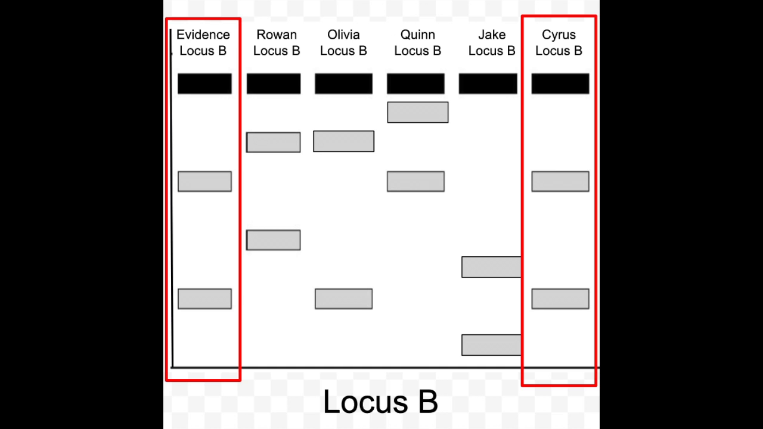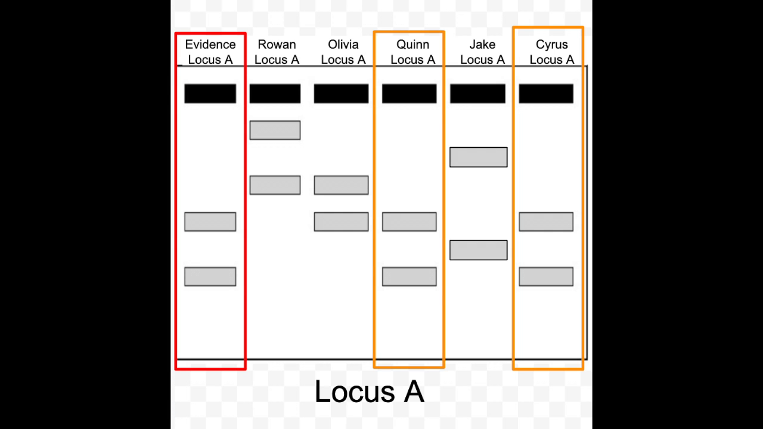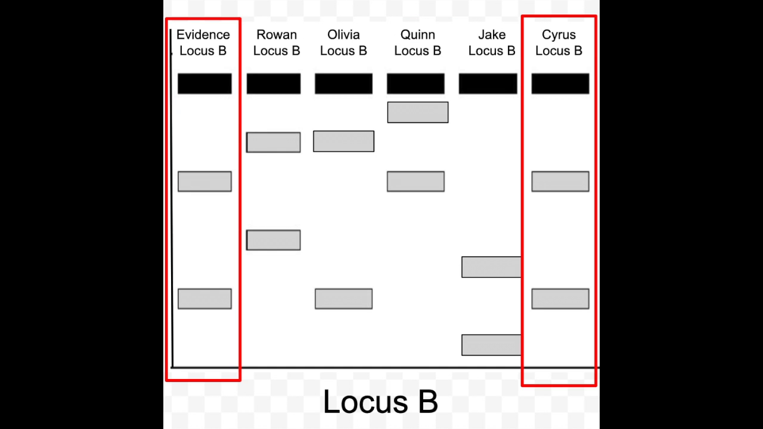If we look at Quinn and Cyrus, we see that Quinn's bands do not match exactly with the DNA evidence of locus B. However, Cyrus's bands match exactly with the evidence at locus B and exactly with our evidence at locus A. So Cyrus has DNA that matches the evidence at the crime scene.